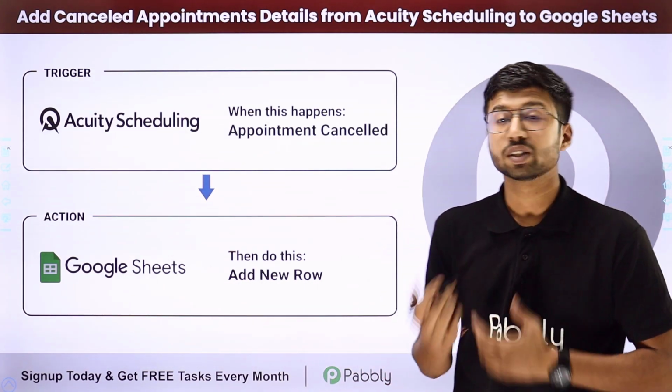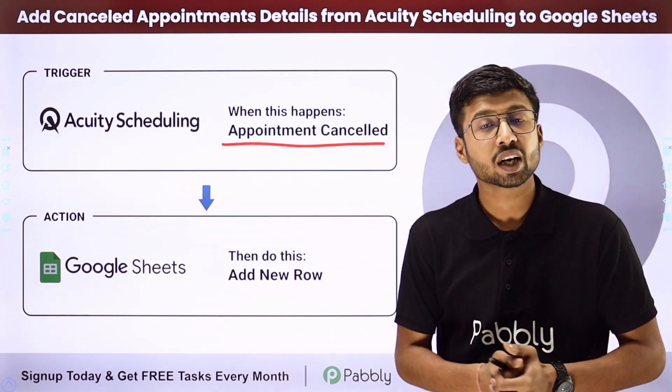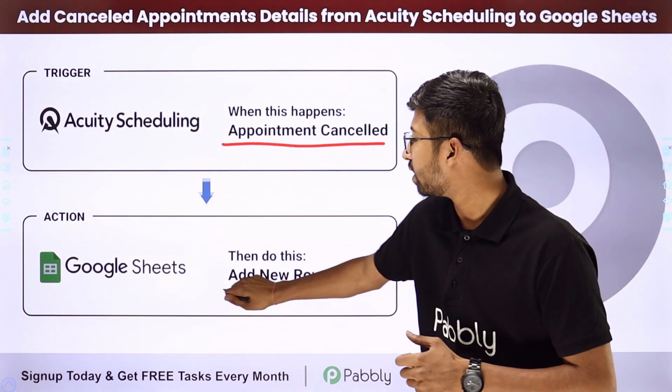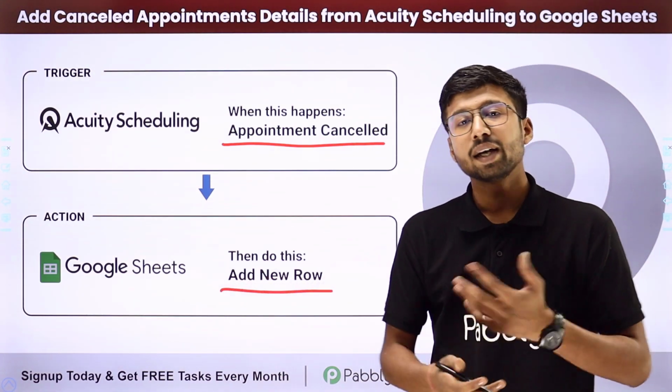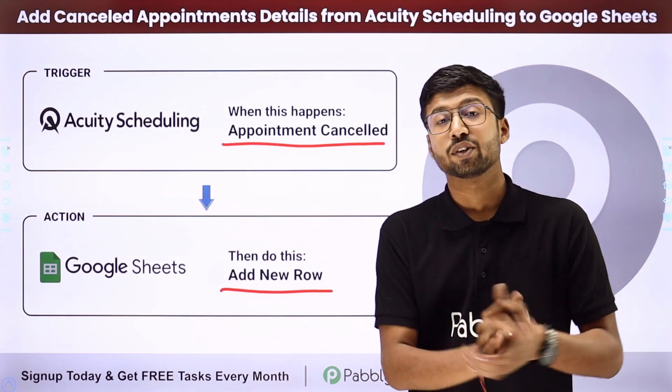So using this automation, whenever an appointment will be cancelled by a user in our Acuity Scheduling account, automatically the same details of the appointment will be added in our Google Sheet as a new row. In this way, you can have a complete record of each and every appointment cancelled in Acuity Scheduling.